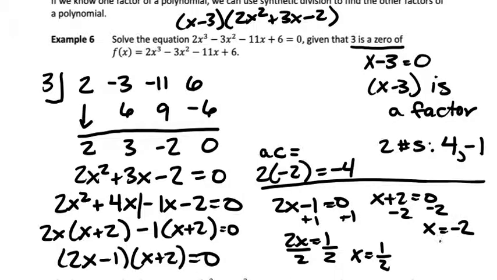So my solution set for this polynomial is negative 2 and 1/2 and my original solution of 3. So the one that they gave me of 3, I need to include in my solution set. So it's 3, 1/2, and almost out of space there, negative 2. So I need to enter all 3 of those solutions into my lab math.